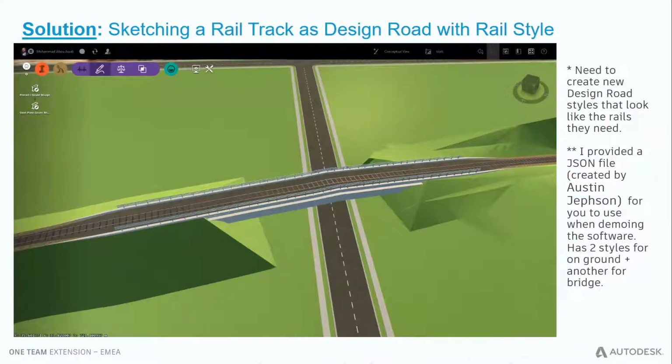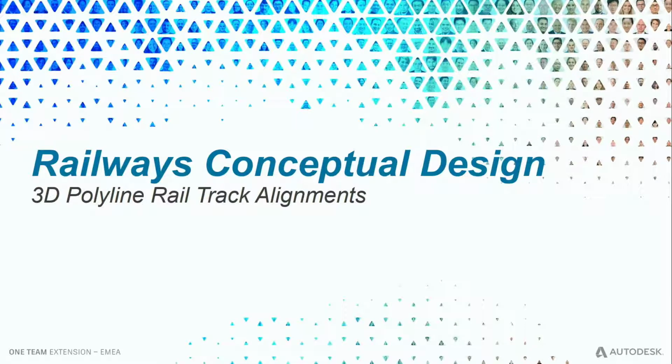Okay, so we've done two things. We've sketched planning rail tracks. We've used the design roads using rail styles. Now let's move into 3D polyline rail track alignments.